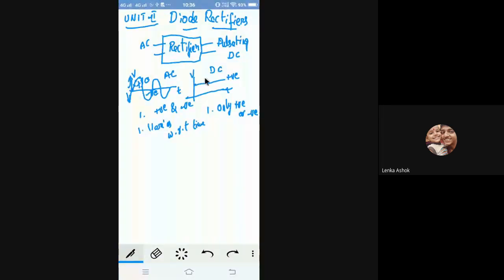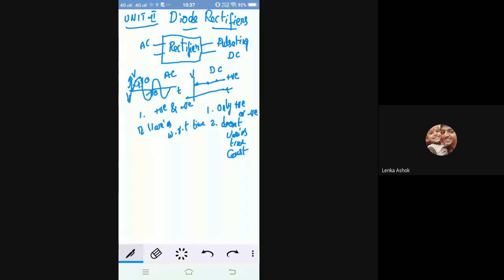Whereas see here DC signal, at this point it is having some positive value of 5 volts, let us consider. At this point also it is having a positive 5 volts. At each and every point it is having a constant value. So a DC signal doesn't vary with time. It is a constant value. So that is the difference between AC and DC signals.